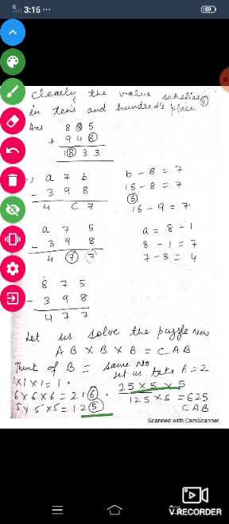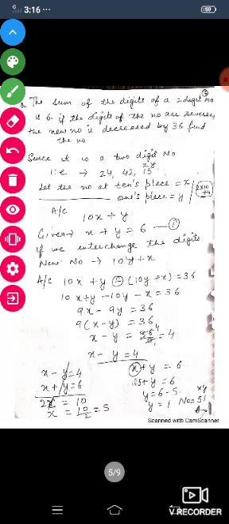So I'll take A as 2 and B as 5. 25 into 5 into 5. 25 into 5 will give me 125, and multiplying again by 5 it will give us 625. So CAB, C as 6, A as 2 and B as 5. You can think of many more numbers, and you can solve this sum in different ways.